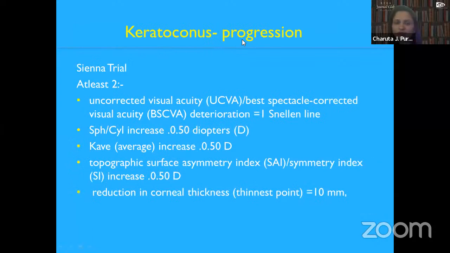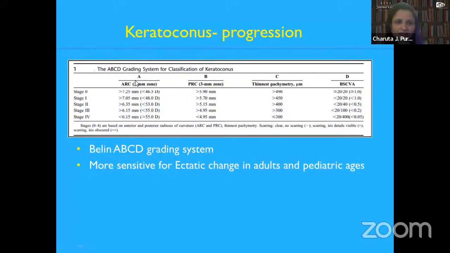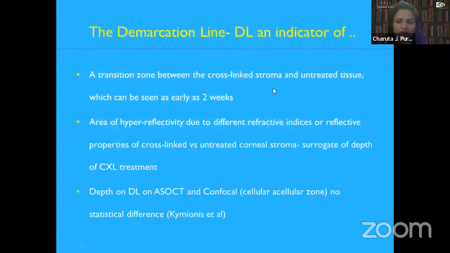Now, keratoconus progression has been defined variably by various trials. These are the criteria mentioned in the CXL trial, which was way back, and more recently the Berlin ABCD grading system is what is used to define progression. If we see, a multitude of factors are taken for assessing and saying that the keratoconus is progressive.